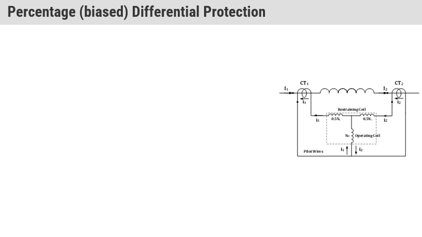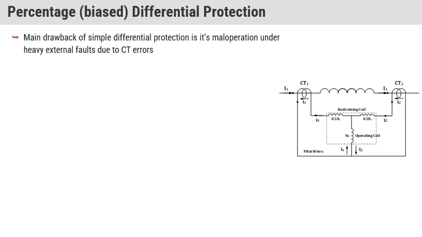So we add the restraining coil, and how does this restraining coil help us to make the disadvantages of the simple differential protection negligible? How can we compensate for the disadvantage of the simple differential protection? What does this restraining coil do?